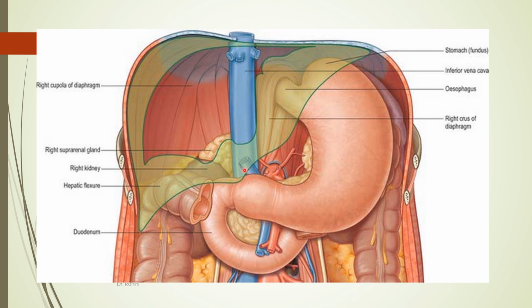Here is the pyloric part of the stomach. Then we have the duodenum, first part, second part. This is the transverse colon, part of the transverse colon continuing as the descending colon. So this is the hepatic flexure of the colon. This is the right suprarenal gland resting on the kidney. And this is the bare area. You can see this margin is the bare area. So these are the relations of the visceral surface of the liver.